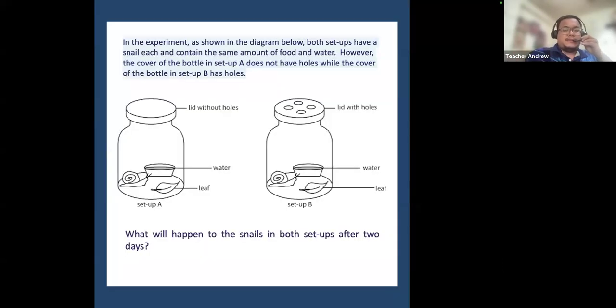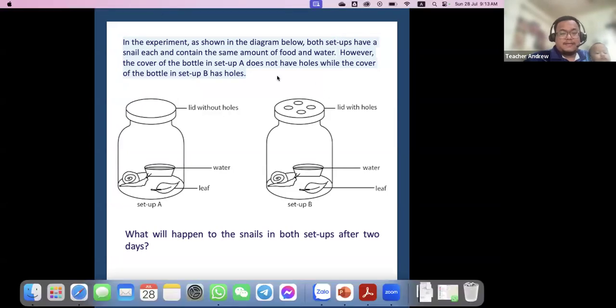One example is like this. In the experiment below, both setups have a snail each and contain the same amount of food and water. However, the cover of the bottle in setup A does not have holes, while the cover of the bottle in setup B has holes. What will happen in both setups after 2 days? Any volunteer want to try? Yes, Lily. All right. So what is the answer for this?